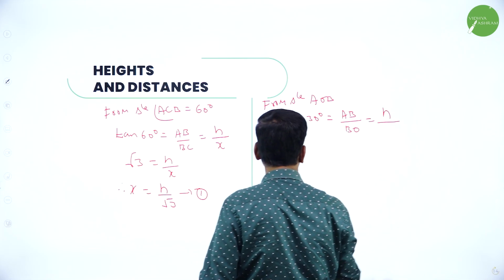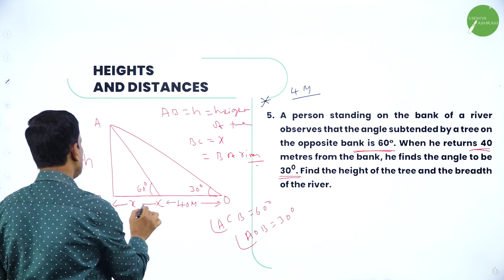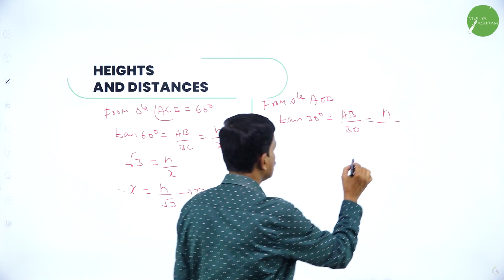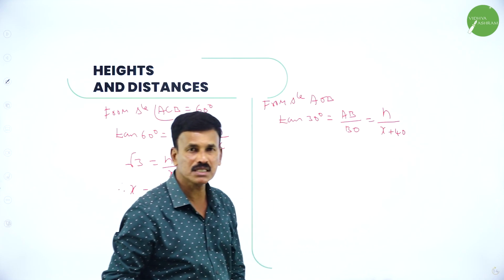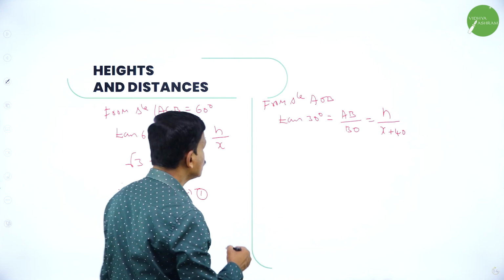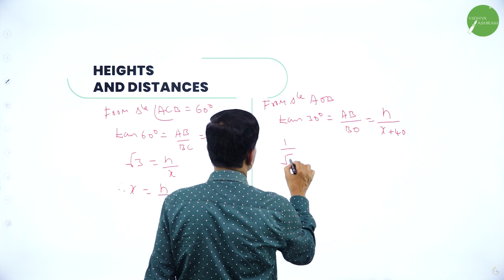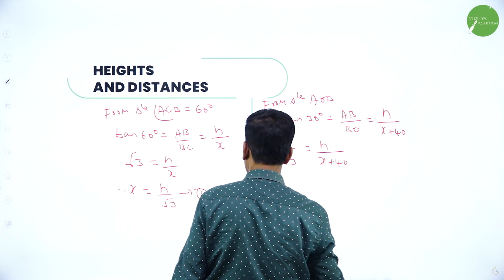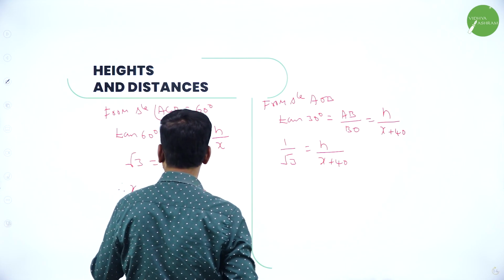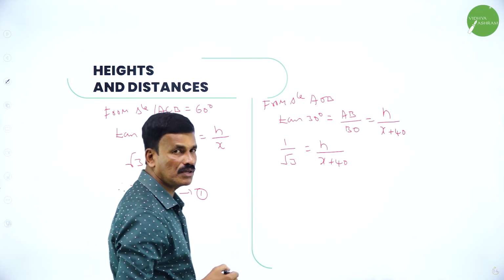AB is equal to H. What is BO? BO is nothing but X plus 40. Okay, X plus 40. Now, what is tan 30? 1 over root 3 is equal to H divided by X plus 40. Now, substitute the value of X is equal to H by root 3, and you will get the answer.